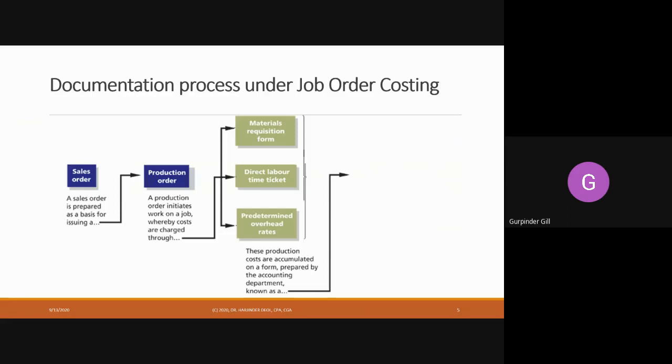These production costs are accumulated on a form which is generally maintained by the accounting department, and that form is called a job cost sheet. A job cost sheet contains the unit cost for each of these products. That is the information the business will use when we determine the ending inventory and cost of goods sold.